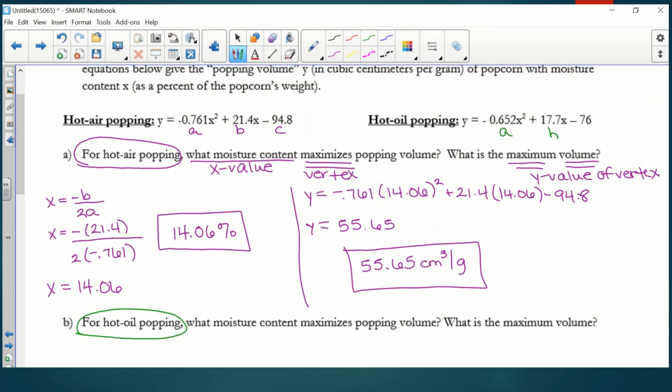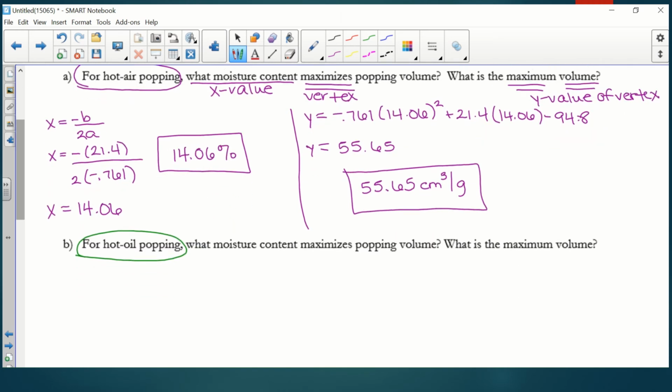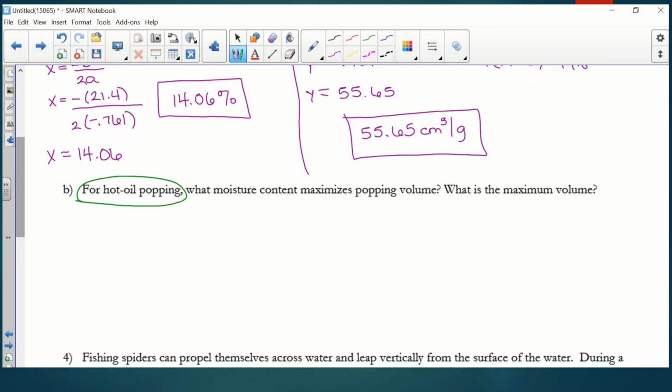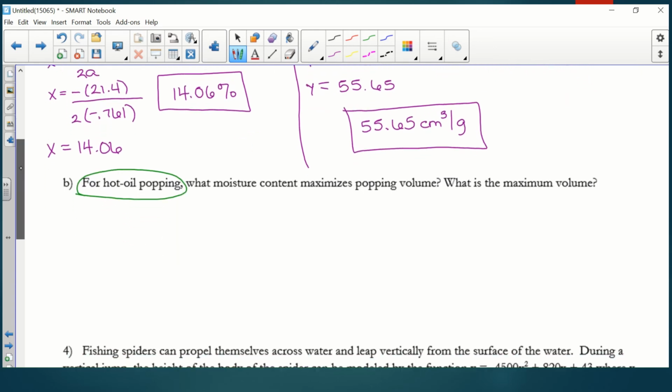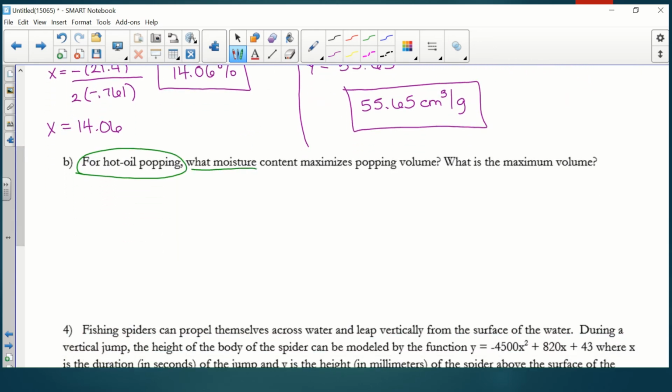So just to label, because I'm sure I'm going to need it, A, B, and C. What moisture content maximizes popping volume? What is the maximum volume? So exact same questions, we're just using the hot oil popping equation versus the hot air popping equation. This part here is the x value of the vertex. That's what we're going to find first. And this guy is the y value of the vertex. Okay, so we got to start with x.